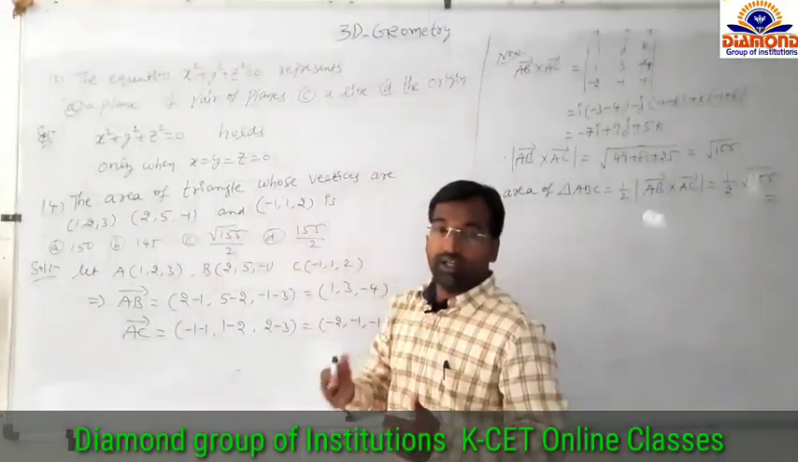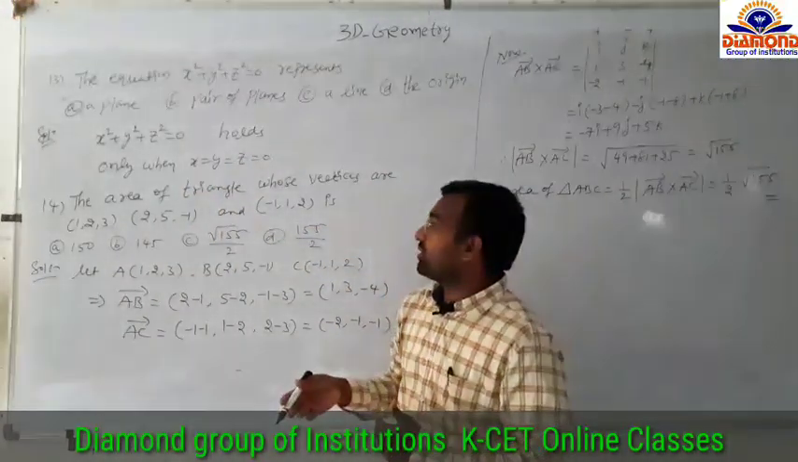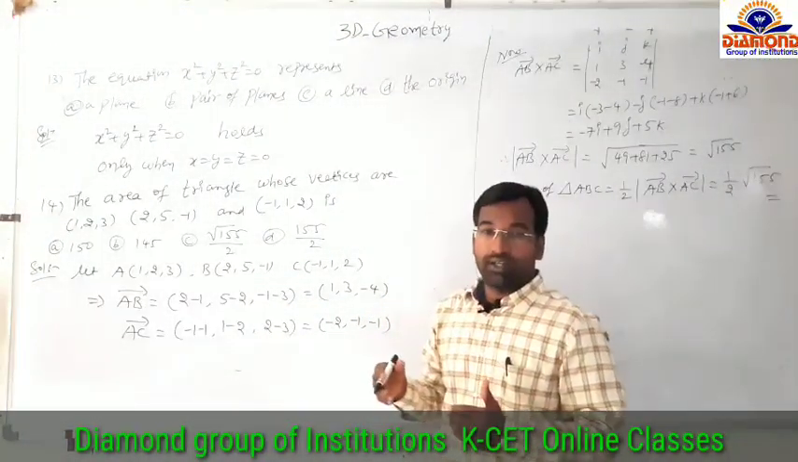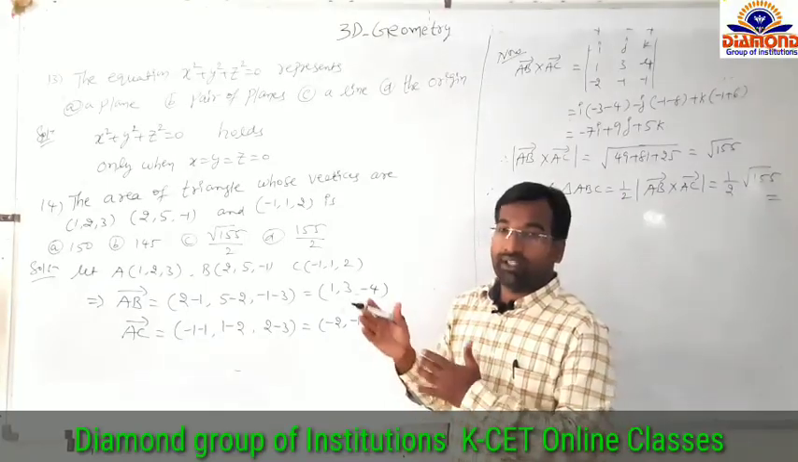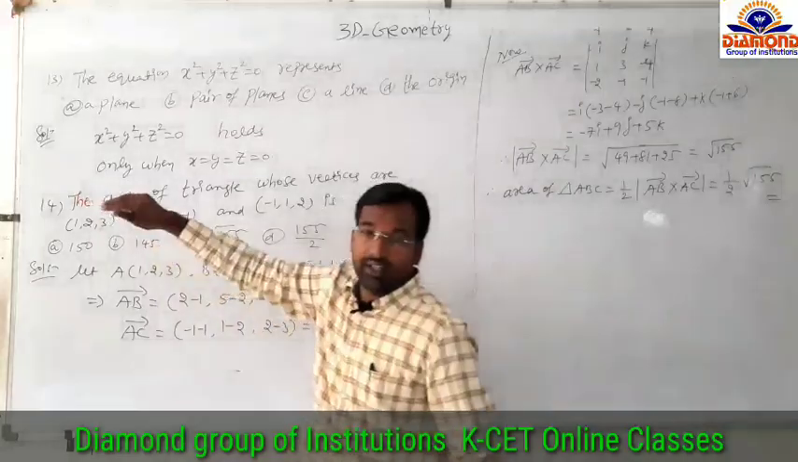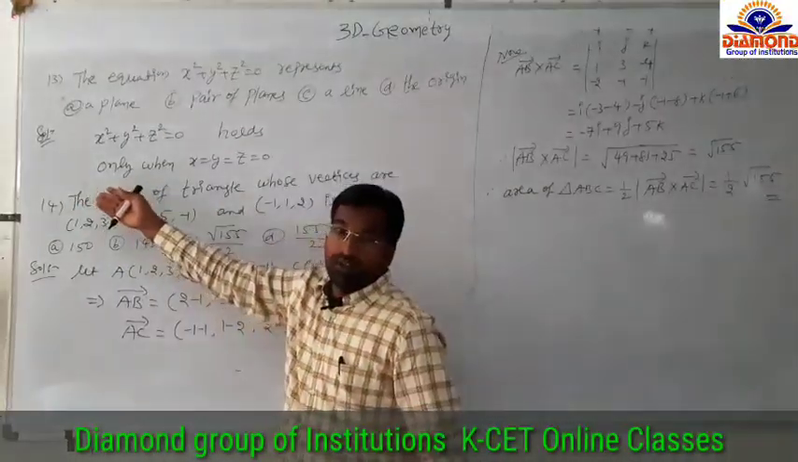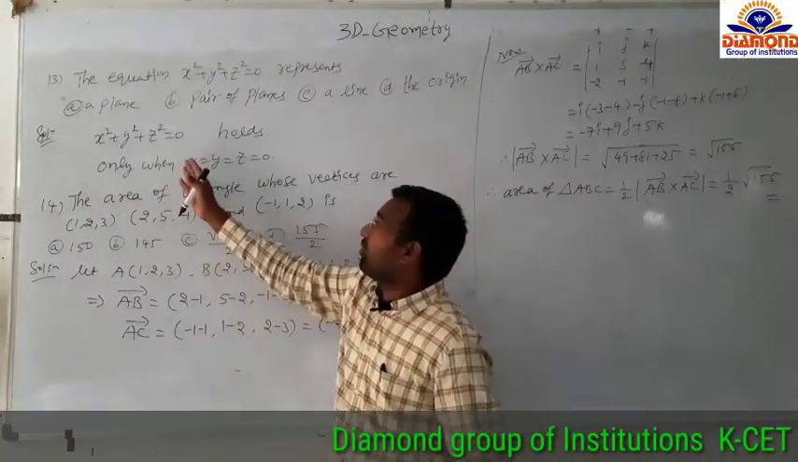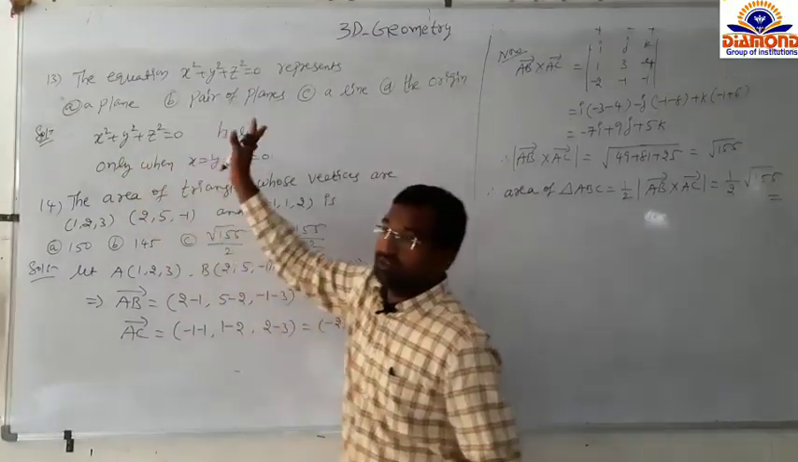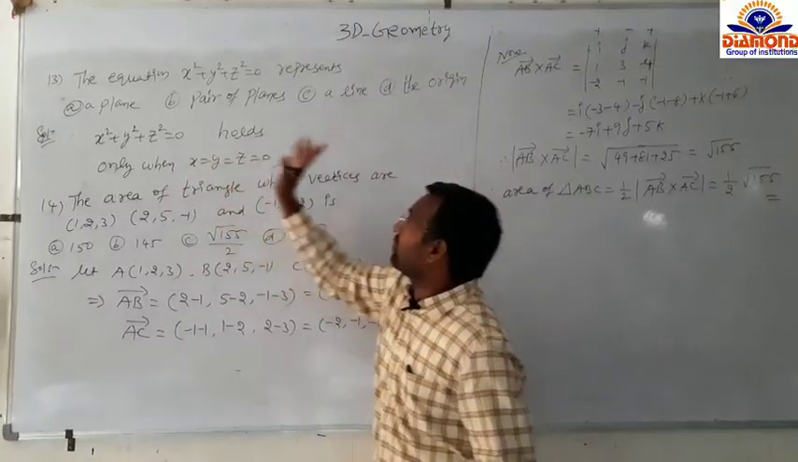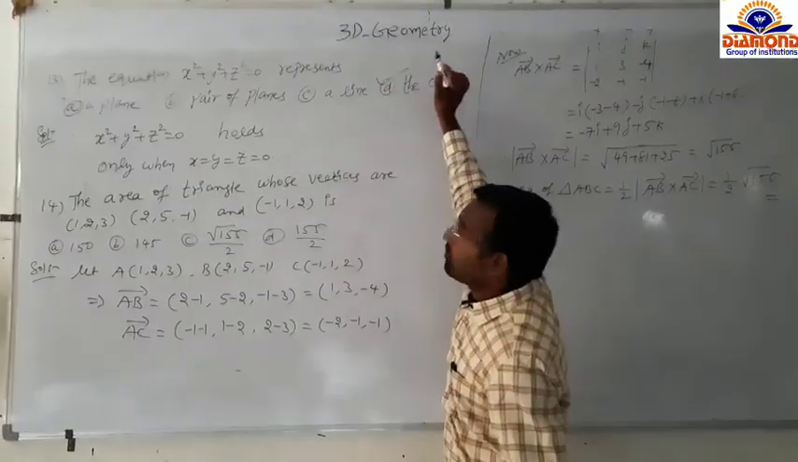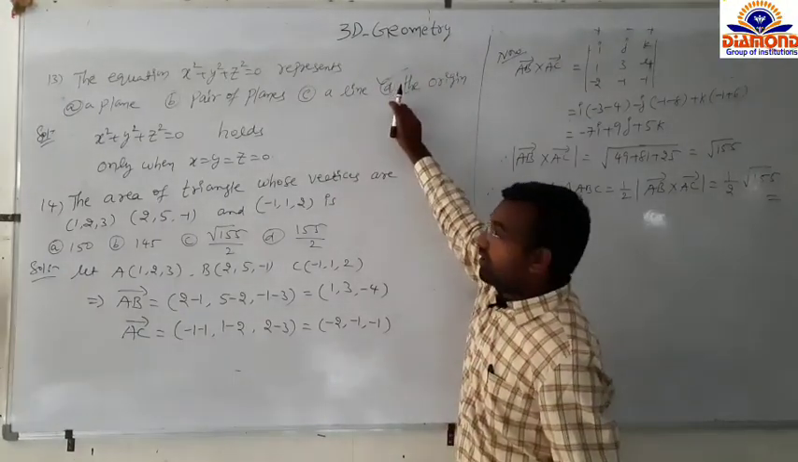So, x square plus y square plus z square equals 0 only when the resultant value is 0, which happens only when x, y, z are zero. It is not possible with negative values, because if x is negative, x square is positive. So this holds only when x is 0, y is 0, z is 0. All are equal to 0 only, so the given equation represents the origin only. So, option D is the correct answer.